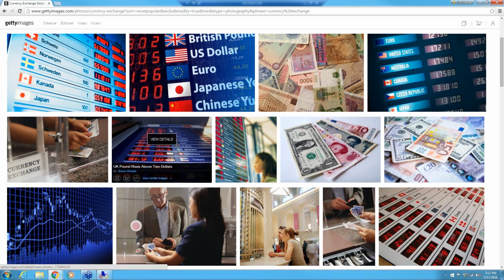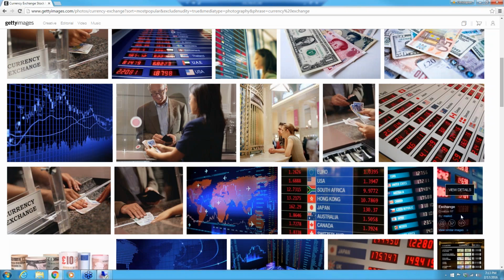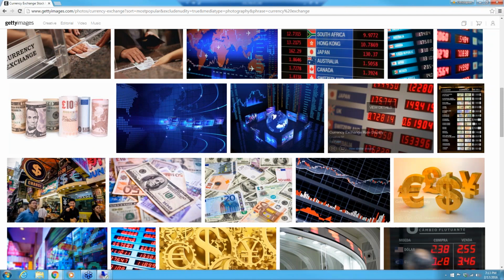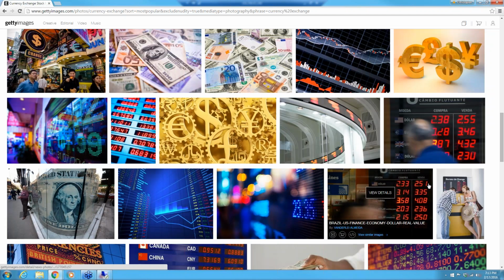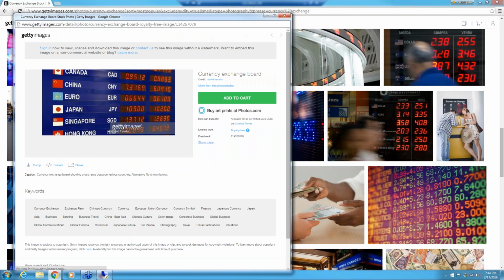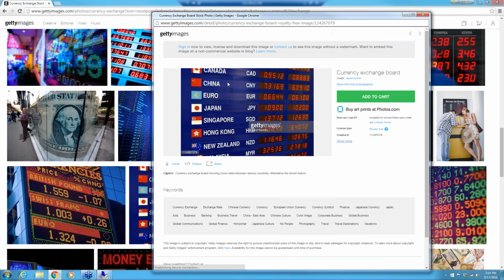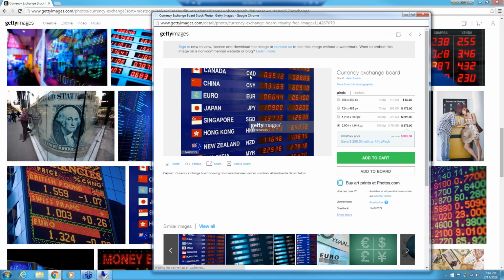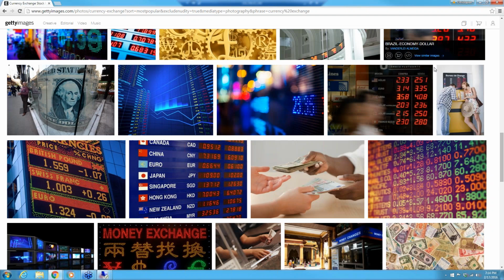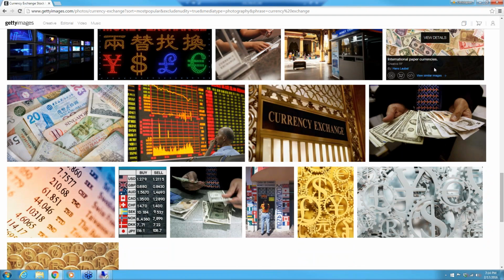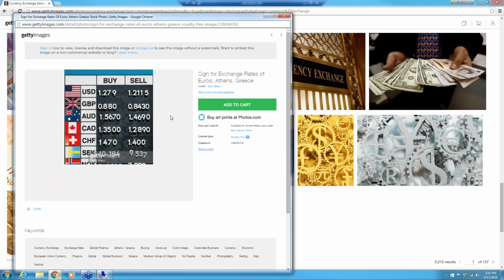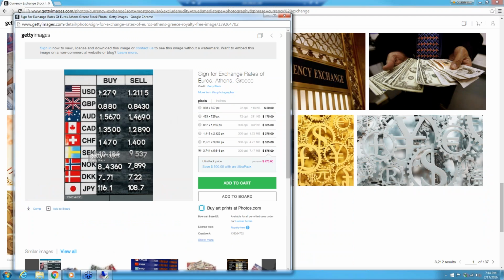What is Forex? You ever go to the currency exchanges? You ever go to the airport? You go to the airport and you see this right here. You see the Canadian dollar is so much, the Chinese currency, the euro, the Japanese yen. You get to see what the conversion rate is. So for example, you'll see the US dollar or the British pound, and what the cost is for that currency.